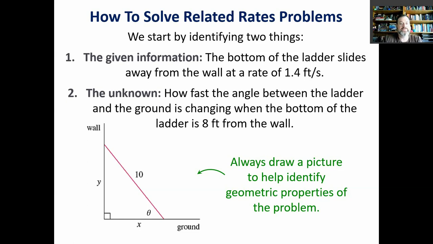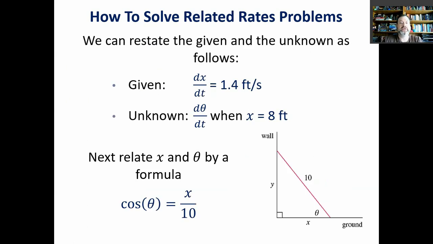What do we not know? Well, we want to know the angle between the ladder and the ground. We want to know how fast that is changing. Well, that's going to be in radians per second. So it's going to be d theta/dt. So you just write that stuff down, right? So we're given the rate of change of x per second, and we're trying to find the rate of change of theta per second, right?